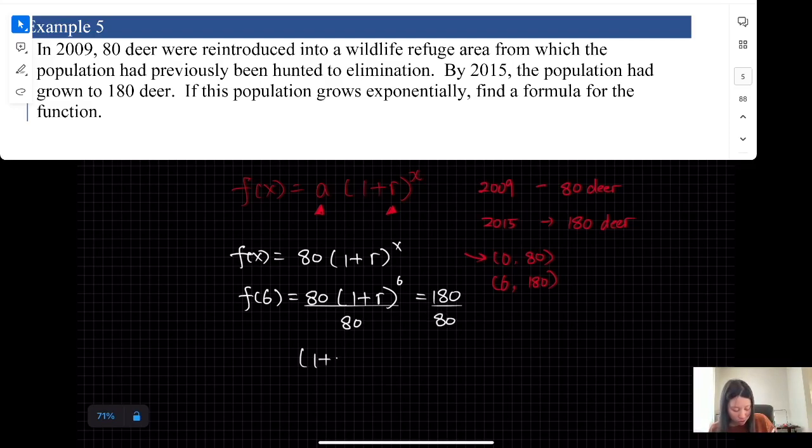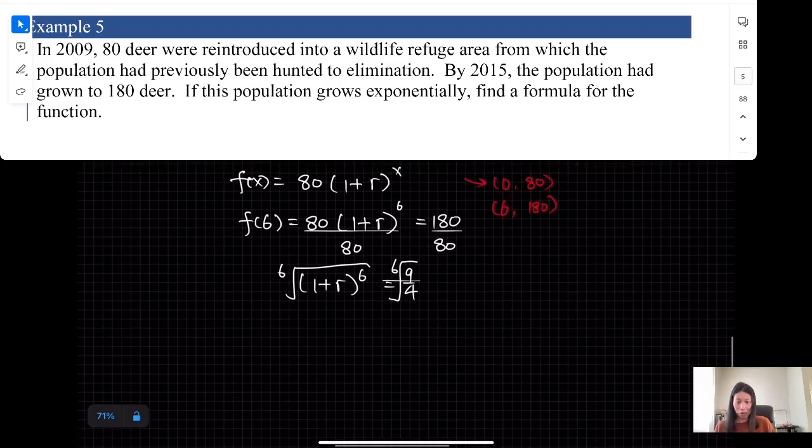So I have 1 plus r to the 6 equals 9/4. Okay, so you have the power of 6. In order to get rid of the power, you can take the 6th root, not the square root, the 6th root, on both sides. So you'll have 1 plus r equals 9/4 to the 6th root.